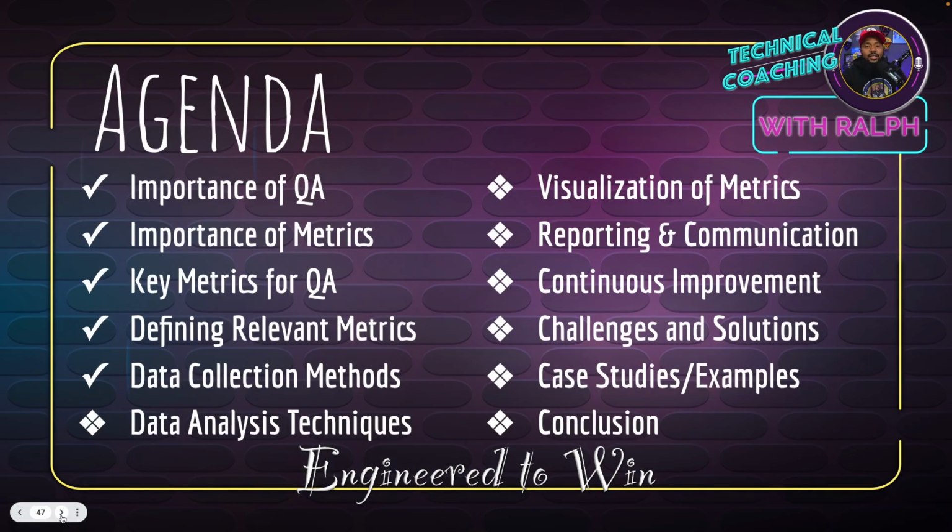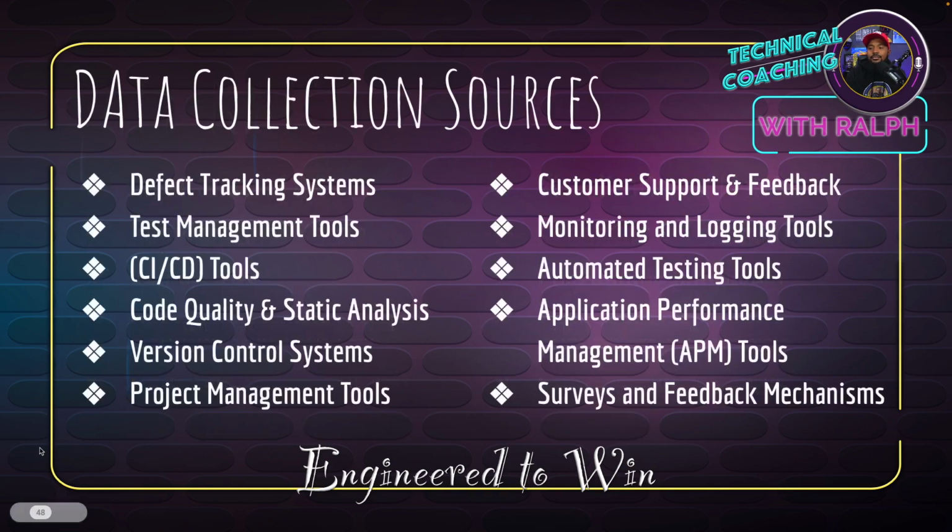So last week, we already covered the importance of QA, importance of QA metrics, the key metrics for QA, and defining relevant metrics. And then we started on data collection methods. Today, we're going to be looking into data analysis techniques, visualization of the metrics, reporting and communication, continuous improvement, challenges and solutions to QA metrics, and then some case studies and examples. And then we're going to wrap it up with our conclusion. All right. So let's go along for this ride.